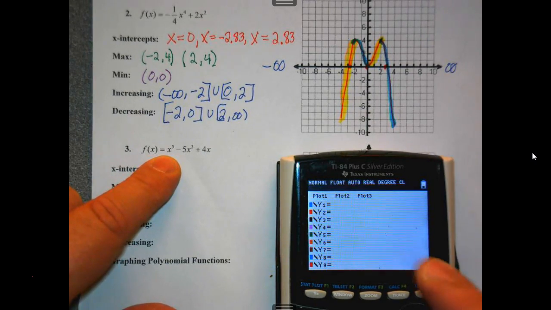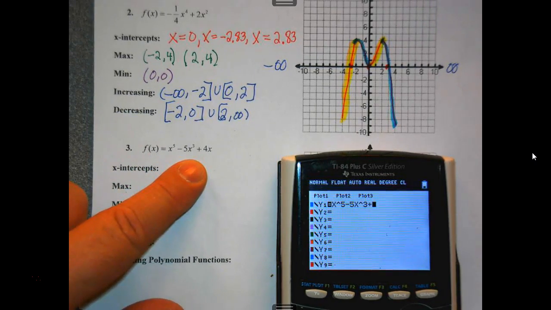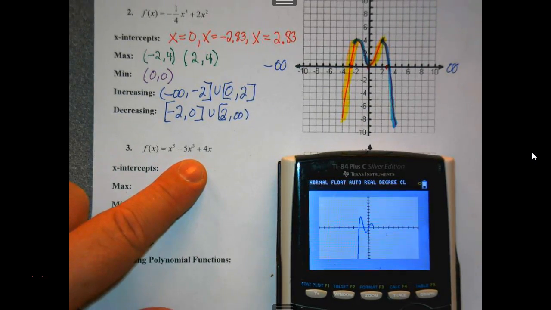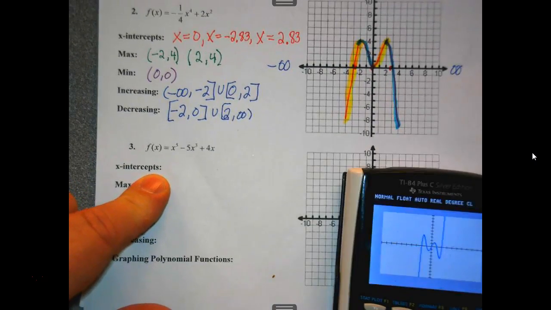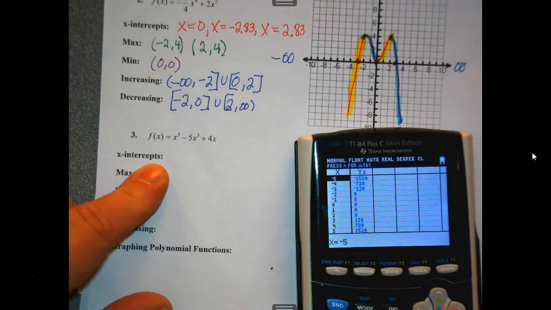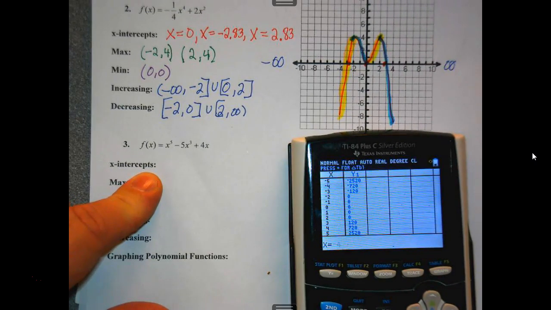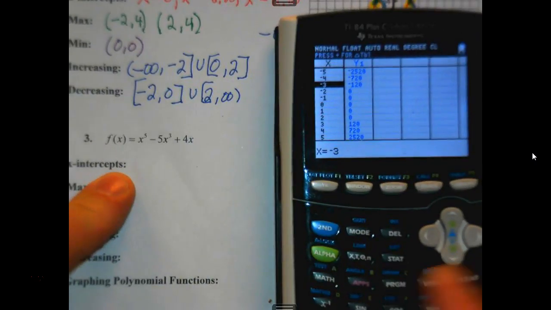Wonderful. x to the fifth minus 5x raised to the third plus 4x. I'm going to graph that, and I get this. Now, hopefully, I'll get some easy x-intercepts here where my y values equal 0, right? My chart, go to second graph, and lo and behold, this problem was nice to me. It gave me my 5 zeros. You see them?